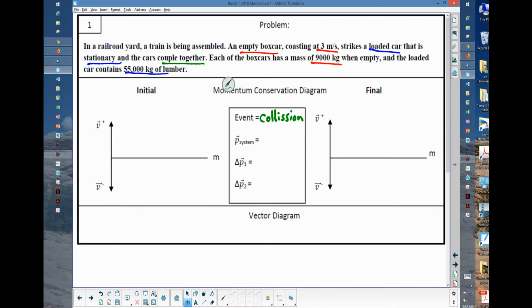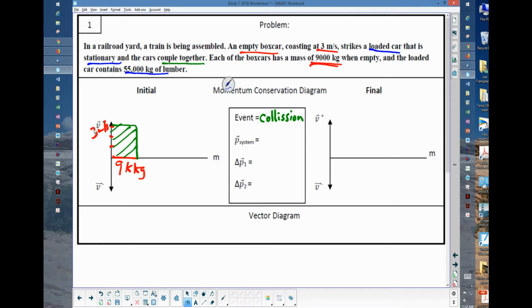So now we need to find the momentum of the system. We look at our empty boxcar, which has a mass of 9,000 kilograms. Let's just pick a number on here and call that about 9,000 kilograms. Okay? It has a velocity of 3 meters per second. And then we can say here is the momentum of that car beforehand.